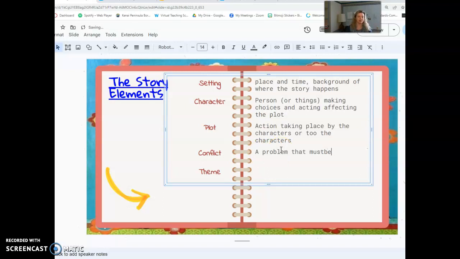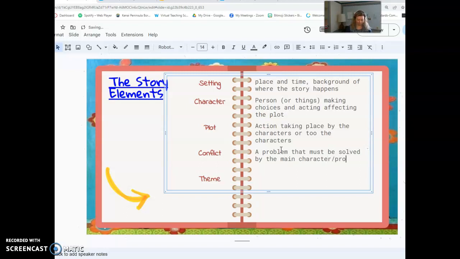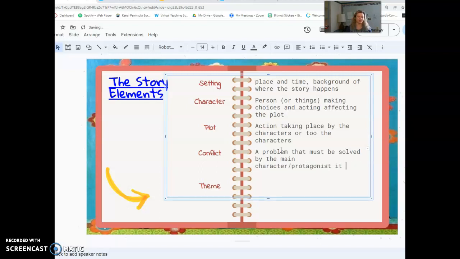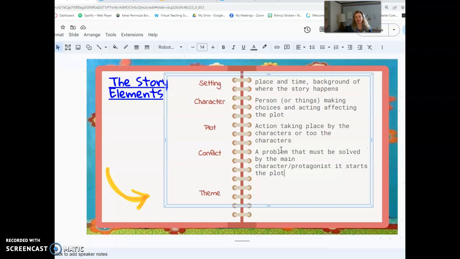that must be solved by the main character, by the protagonist. It starts the plot. So without conflict, the plot never happens. The story never happens. So generally, at the beginning of a story, we have what's called exposition, which is background information where the author would tell us about the setting and the characters. And then a conflict happens, and that's when the plot begins. And that would be the inciting incident, when the conflict first occurs.